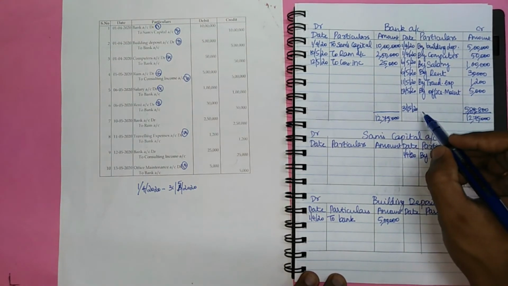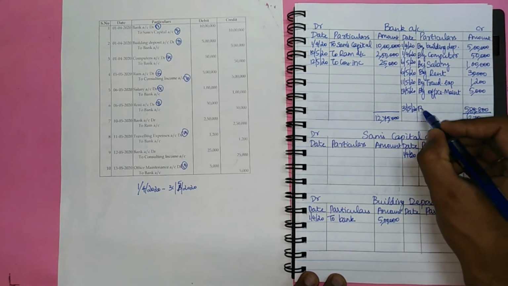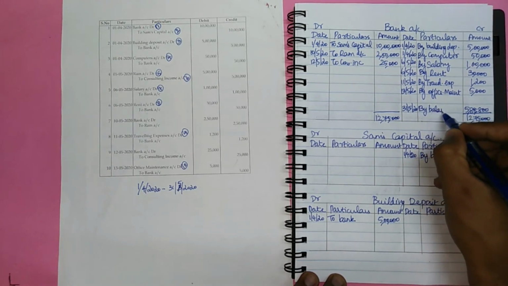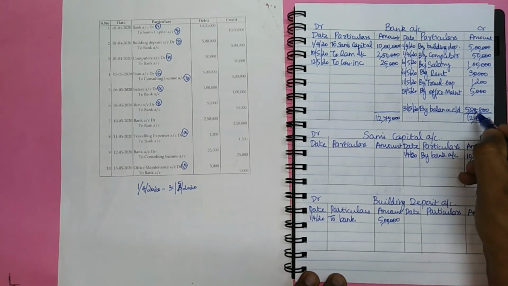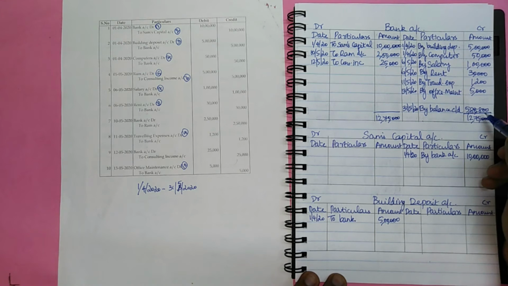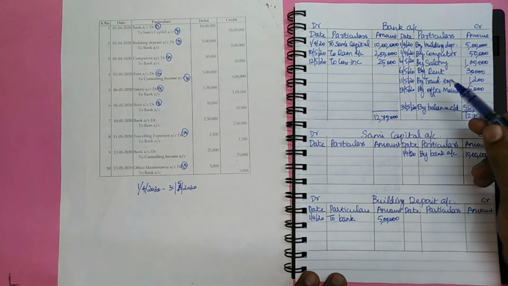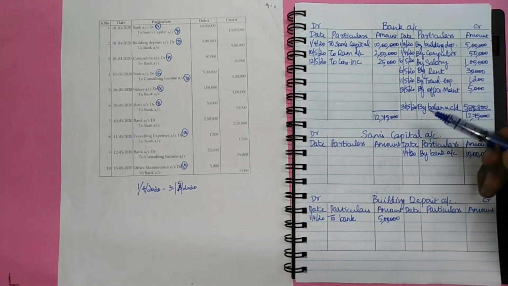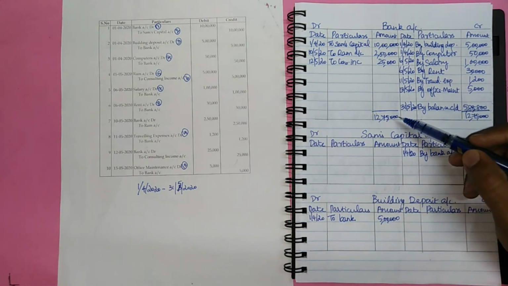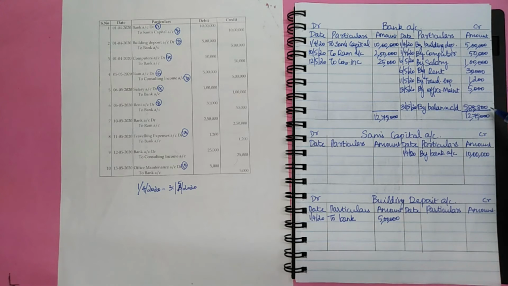In the particulars column, we need to write by balance carried down for this balancing figure. This 5,88,800 is the closing balance of the bank account, and this is a debit balance because first we found that the debit side is more than the credit side. So the balancing figure which is arrived at will be a debit balance.